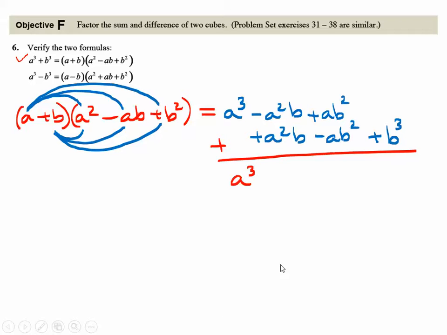Cool. So I got a cubed on this side, and what happens? The two middles cancel here. And we're left with b cubed. Hey, we verified it. We know that works. Now if we go reverse, that means we know that a cubed plus b cubed is equal to all this here. We're good?